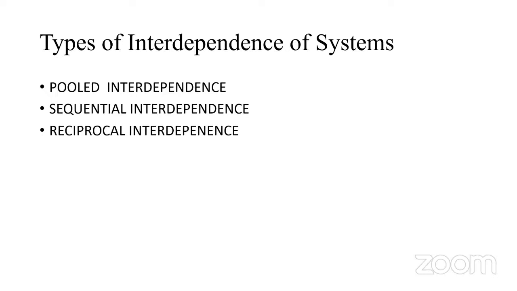So, in sequential interdependence, the interdependence is only in one order. But in reciprocal interdependence, A is dependent on B, B is dependent on A. B is dependent on C and C is dependent on A. So that is reciprocal interdependence. That is, each team depends on the other team for their performance or output. So sequential interdependence is a one-way transaction, whereas reciprocal interdependence is a two-way transaction.